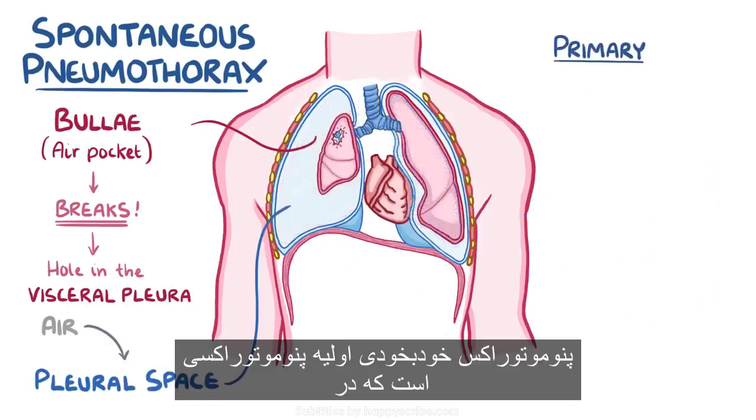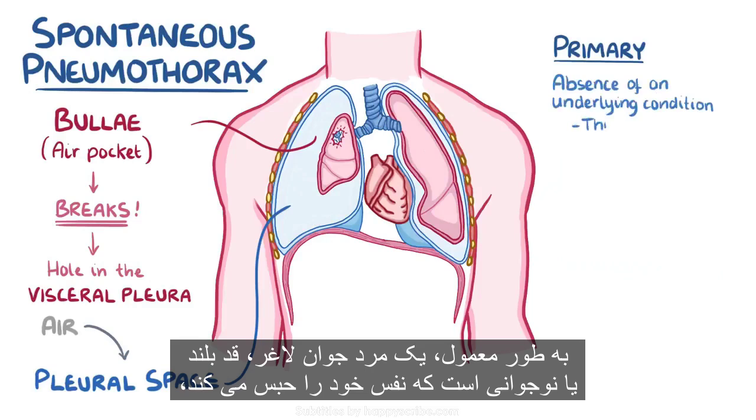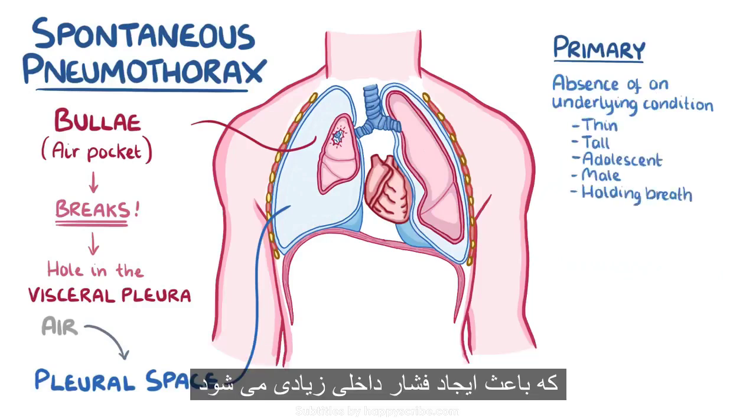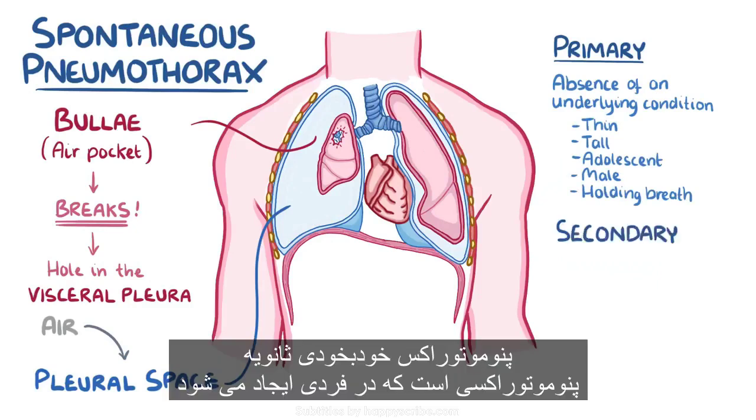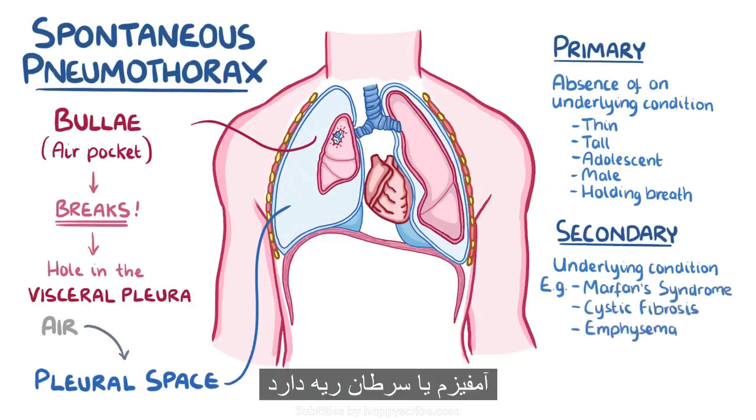A primary spontaneous pneumothorax is one that develops in the absence of an underlying condition. Most typically, it's a thin, tall adolescent male who's holding his breath, creating a lot of internal pressure. A secondary spontaneous pneumothorax is one that develops in someone with an underlying lung disease, like Marfan syndrome, cystic fibrosis, emphysema, or lung cancer.